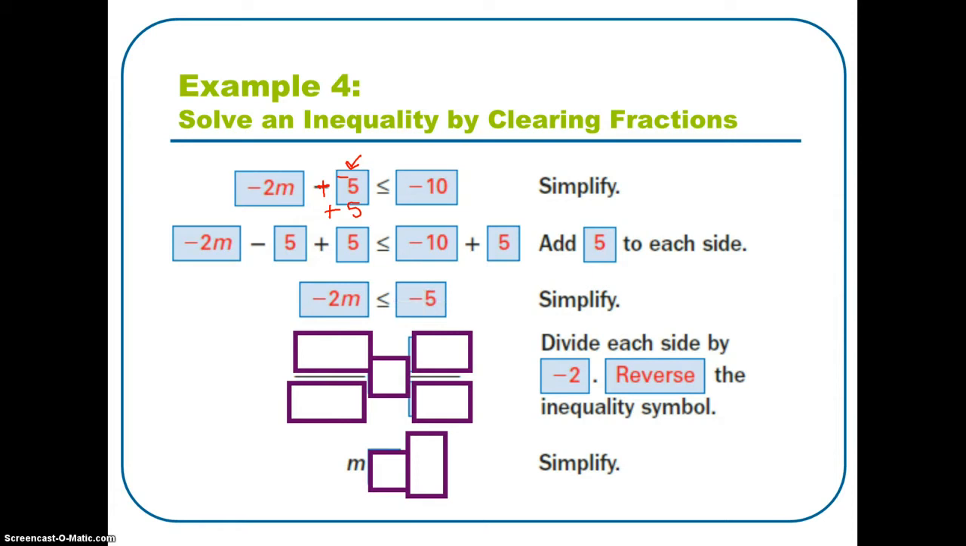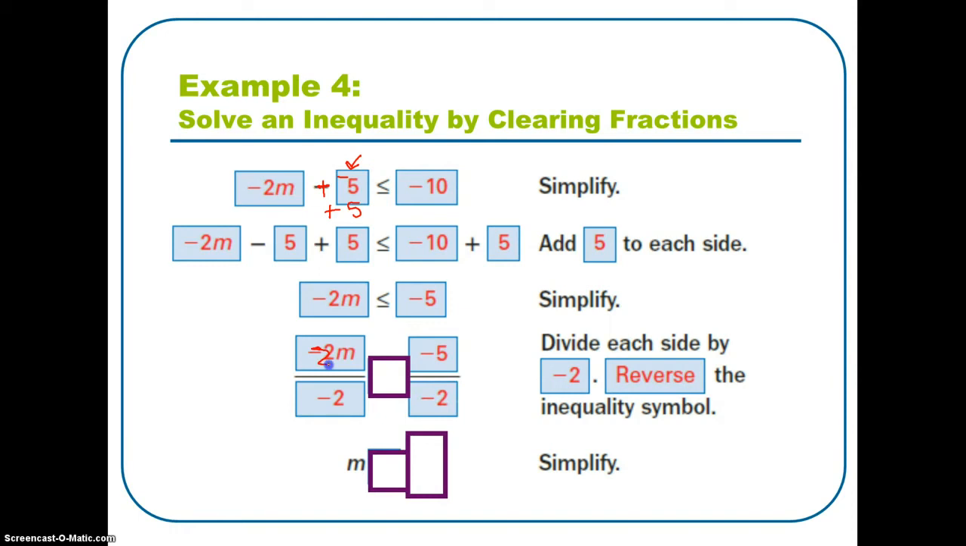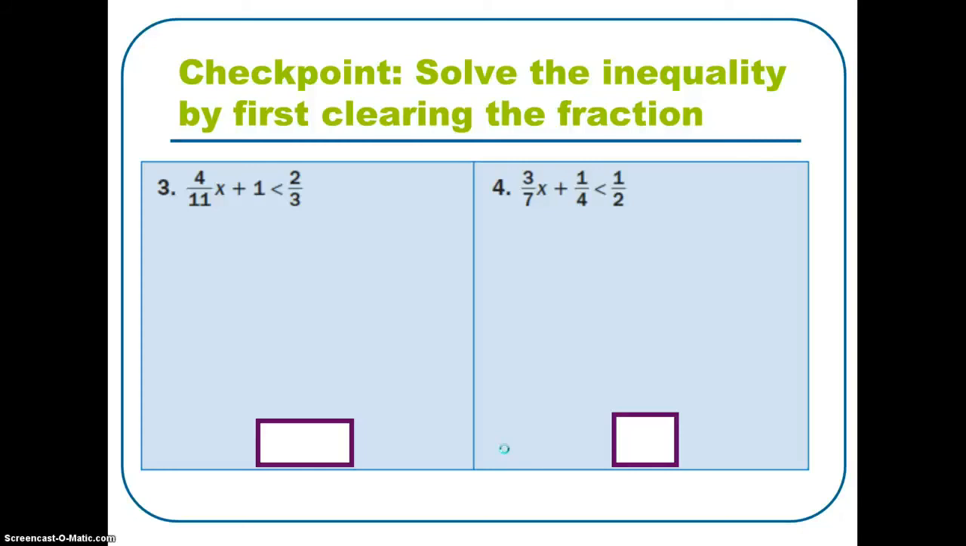Simplify that. Divide by the coefficient of negative 2. The negative 2's cross out. Because we had a negative coefficient, what happens to the symbol? It flips. So m is greater than or equal to 5/2. You can keep it as an improper fraction, or you can change it into a mixed number. Either way works. Please pause the video and try number 3 and 4.